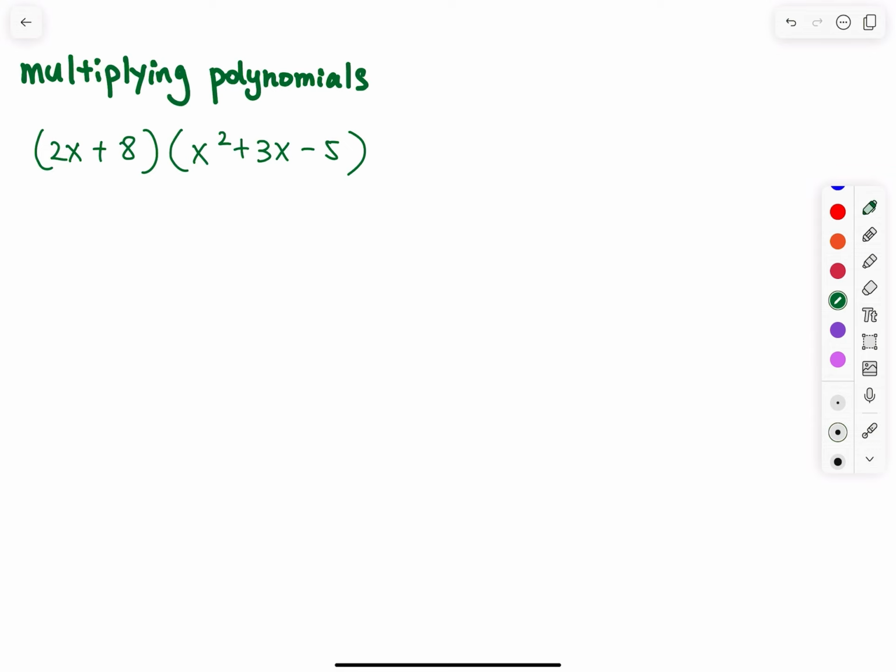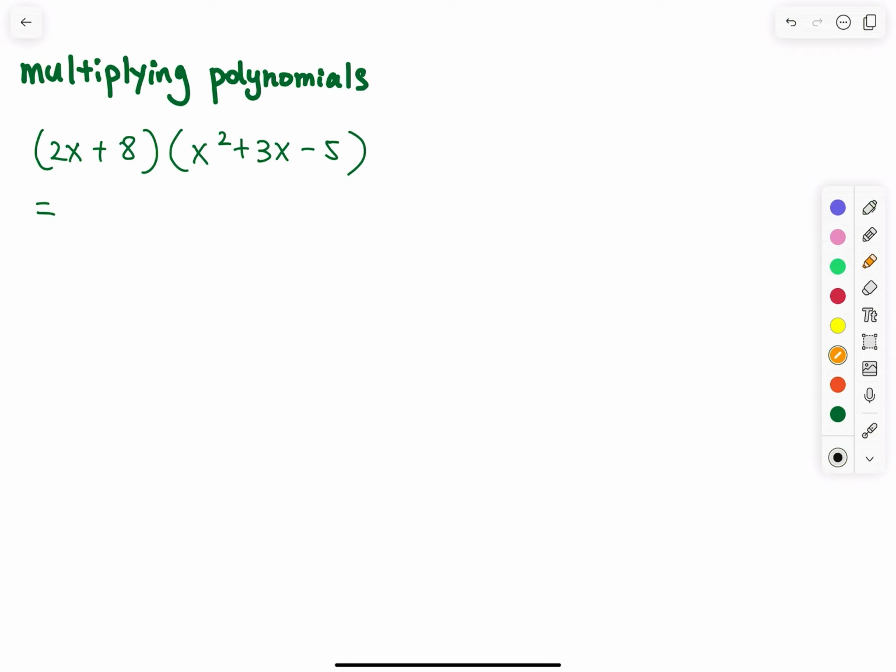Sometimes we don't say multiplying polynomials. We just say, okay, you have one parenthesis times another parenthesis. So all you need to do is expand them, fully expand, and then simplify. Fully expand and simplify. Okay, using the FOIL.